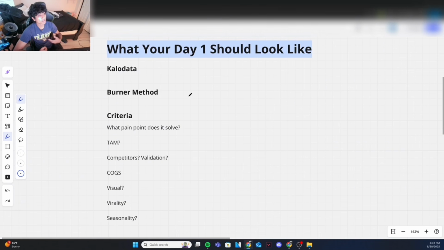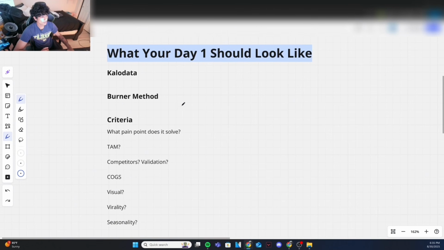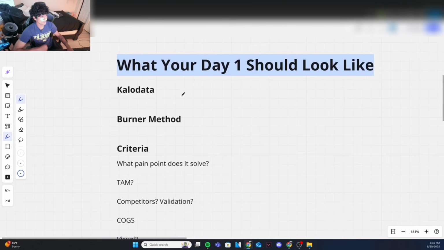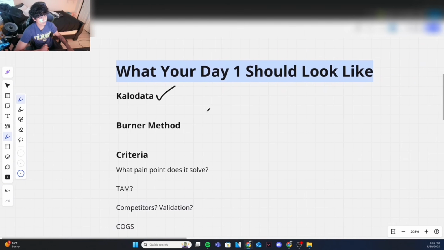So let's talk about what day ones actually look like, right? It's not actually testing, it's finding the product. So these two are the product research methods I recommend the most, especially as of now. Ad library is good as well, but the only reason I put the burner method here is because that's actually how I found the product I'm about to show you guys. It's through the burner method. I do think Calidata is probably going to be the best for everyone though.